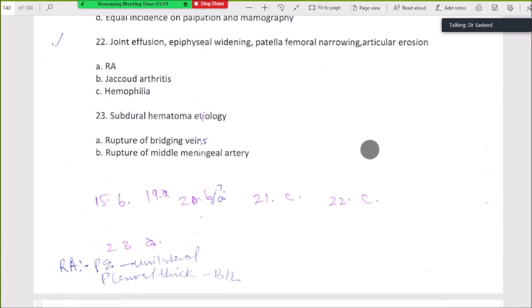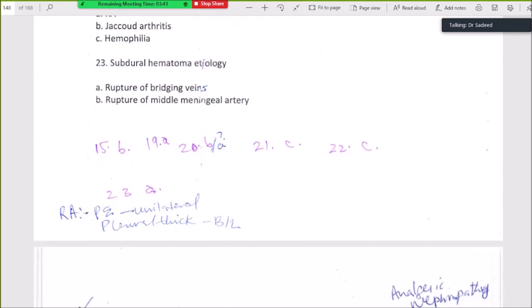22. Joint effusion, epiphyseal widening, patellofemoral narrowing, articular erosion: diagnosis is hemophilia. 23. Subdural hematoma etiology is rupture of bridging veins. Rheumatoid arthritis shows pleural effusion unilateral and pleural thickening bilateral.